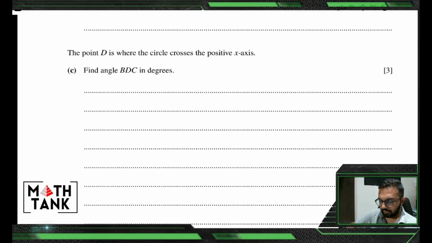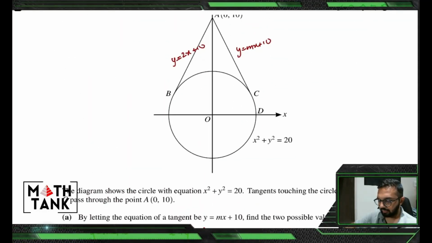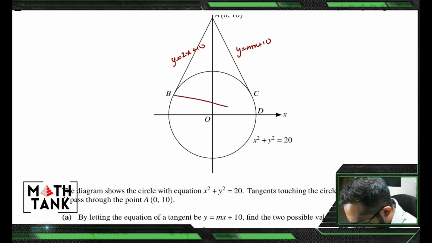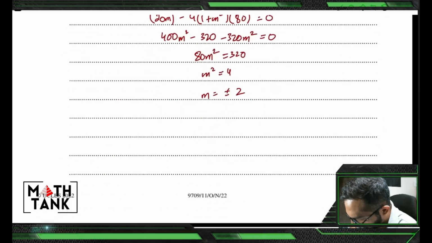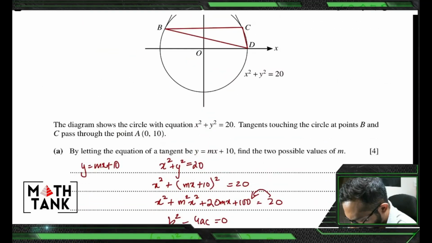The point D is where the circle crosses the positive x-axis, so that's when y equals 0. Find the angle BDC in degrees. So I'm looking for the angle BDC. And how many marks is that? It's 3 marks.